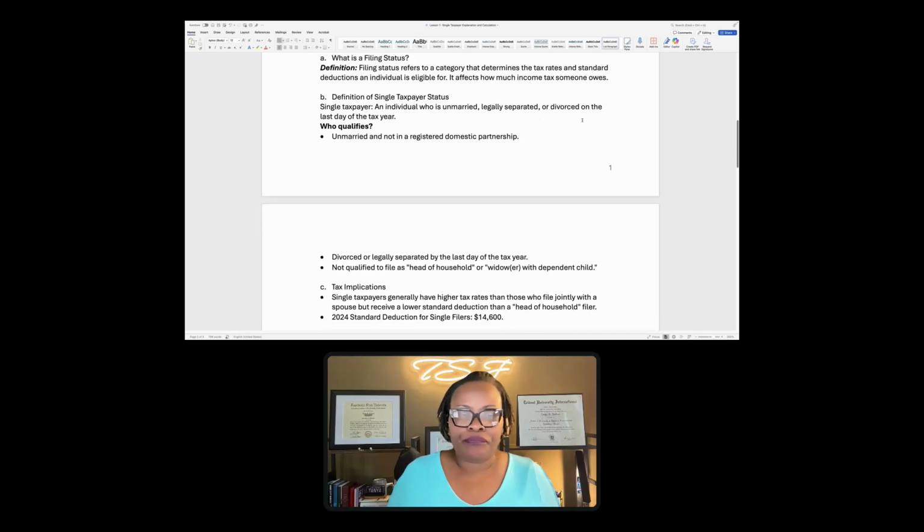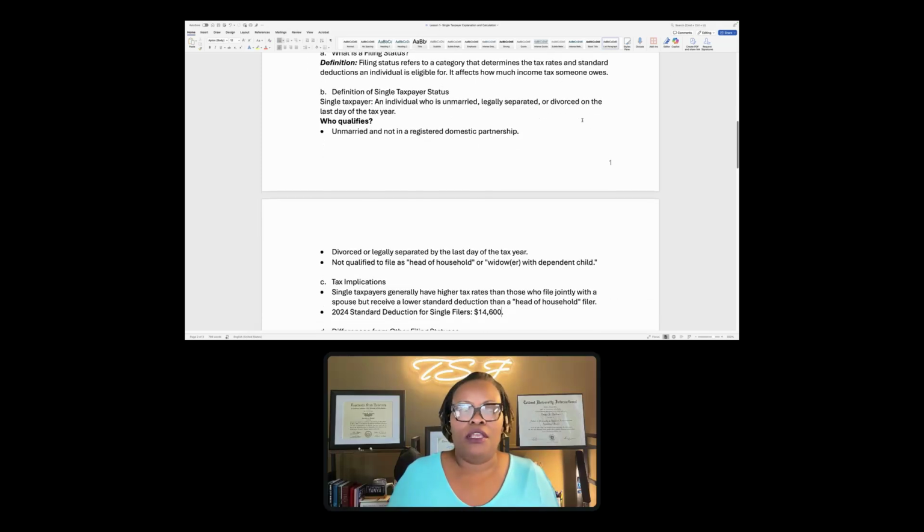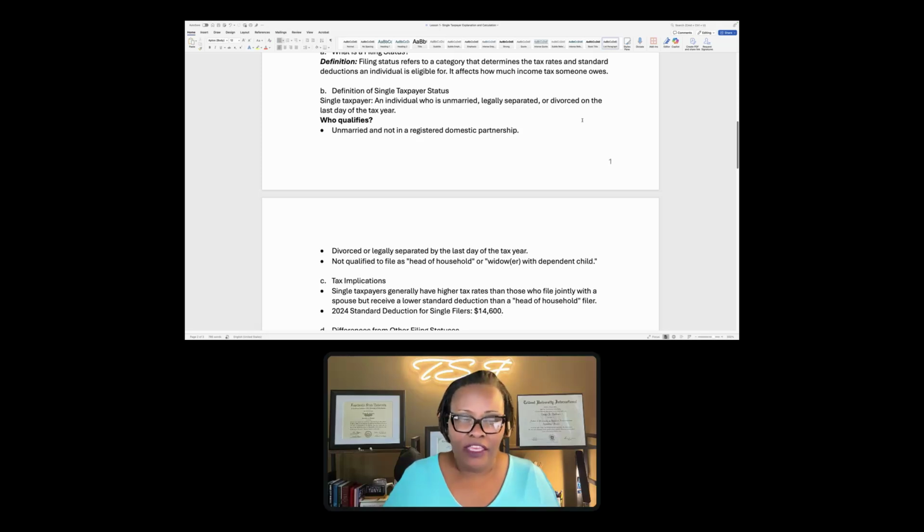So the definition of a single taxpayer is an individual who is unmarried, legally separated, or divorced on the last day of the year. We all know that the last day of the year is December 31st. So if you fit any of those categories in that description, then you would be considered a single filer when you go to file your taxes.